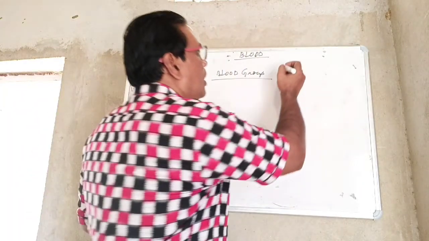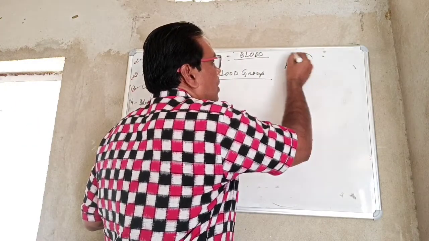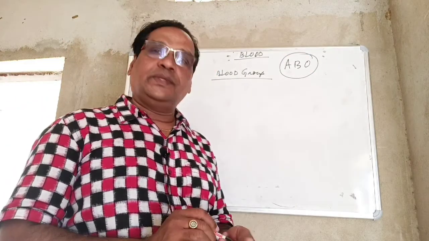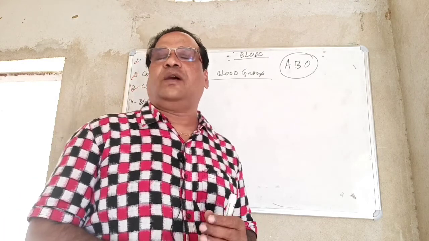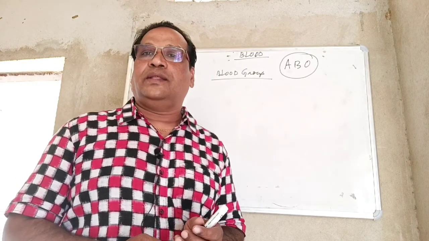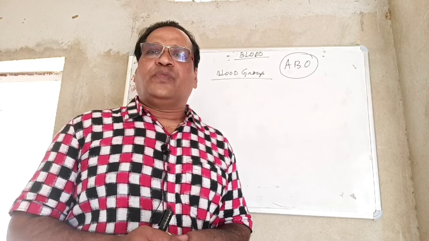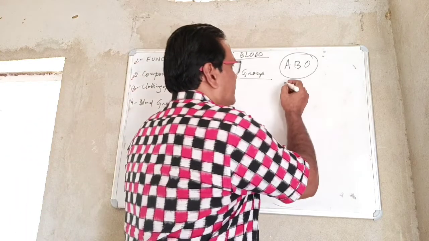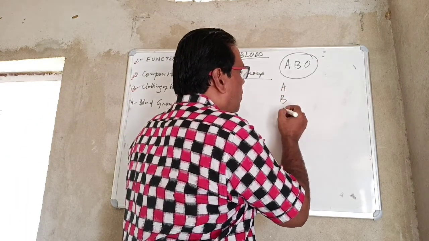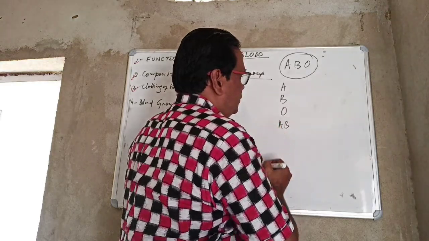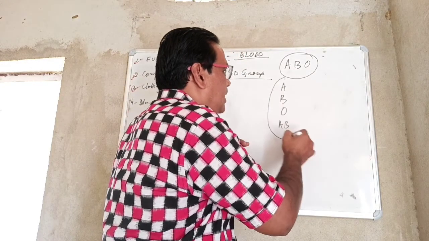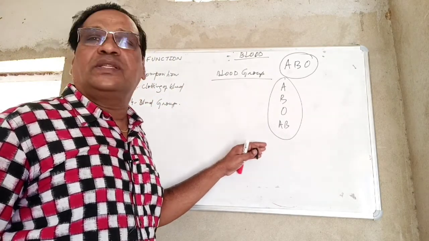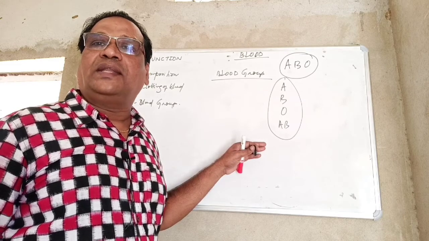Under the ABO group, all the groups of blood are distinguished by scientists due to the presence of antigens and antibodies. Suppose this is A group, B group, O group, AB group. So these are the main four groups, and they are due to the presence of antibodies and antigens.